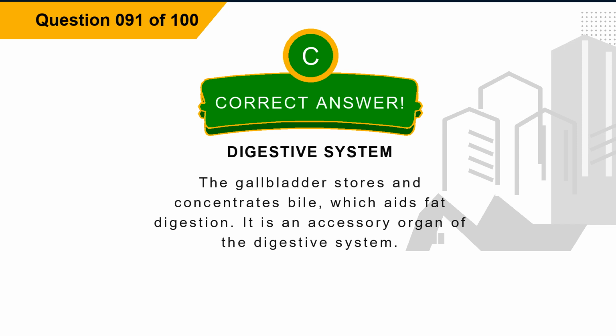Explanation. The gallbladder stores and concentrates bile, which aids fat digestion. It is an accessory organ of the digestive system.